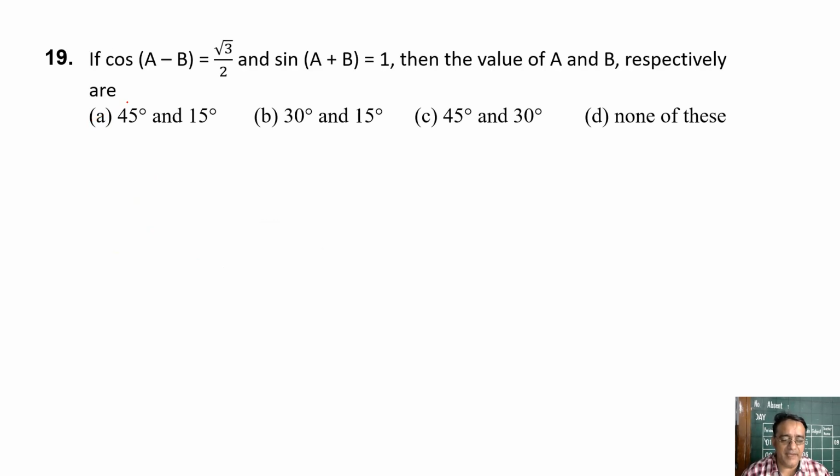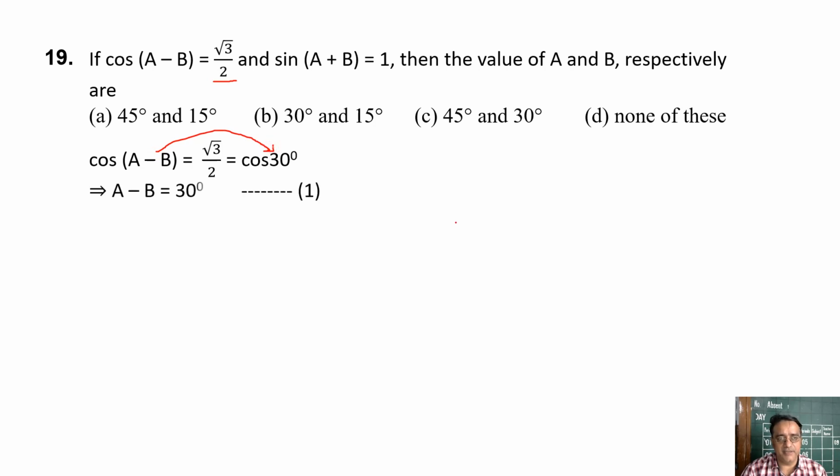If cos of a minus b is equal to root 3 by 2 and sin of a plus b is equal to 1, then the value of a and b respectively are. So cos में root 3 by 2 किस में आता है? Cos 30. 30 degree, very good. So a minus b will be equal to 30 degree. Let it be equation number 1. और साइन में 1 किस में आता है? 90 डिग्री. सो a प्लस b जो है वो 90 डिग्री के इक्वल हो जाएगा.